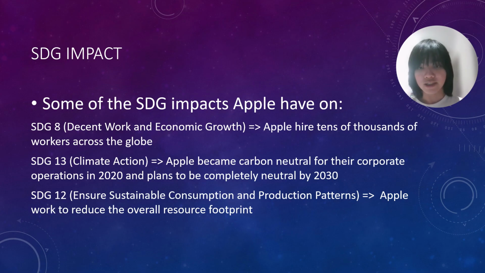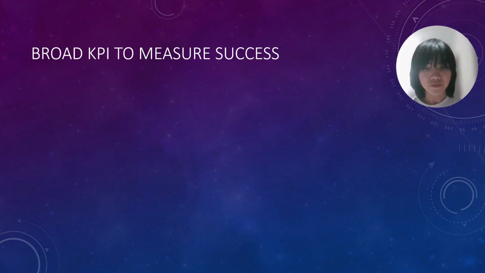And for SDG number 12, ensure sustainable consumption and production patterns. Apple has promised to try to recycle items in order to create their products. They also started to sell refurbished items, which means items that are broken, but then they fix them and are able to sell them back. And they're also trying their best to replace plastic with more sustainable materials like aluminum.